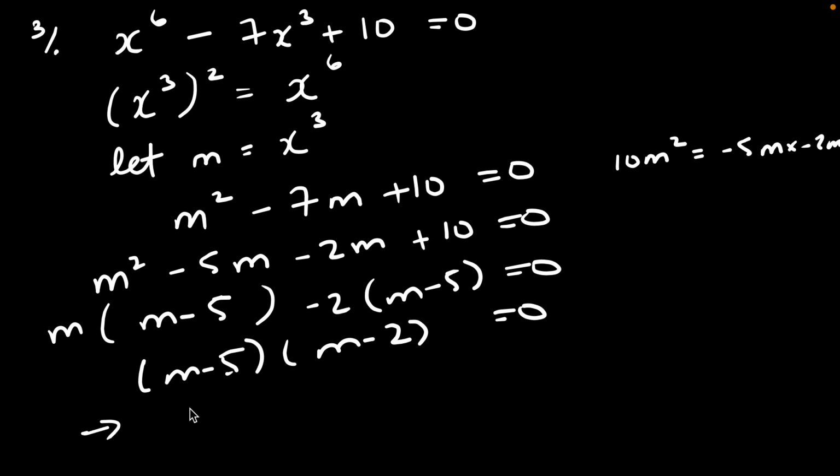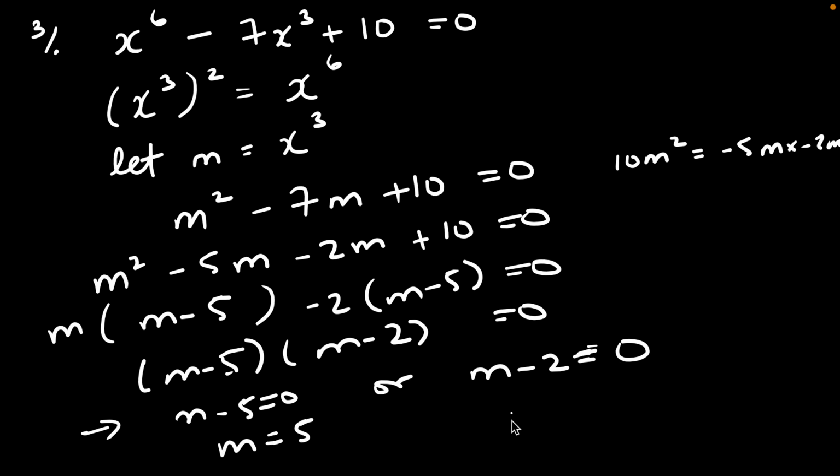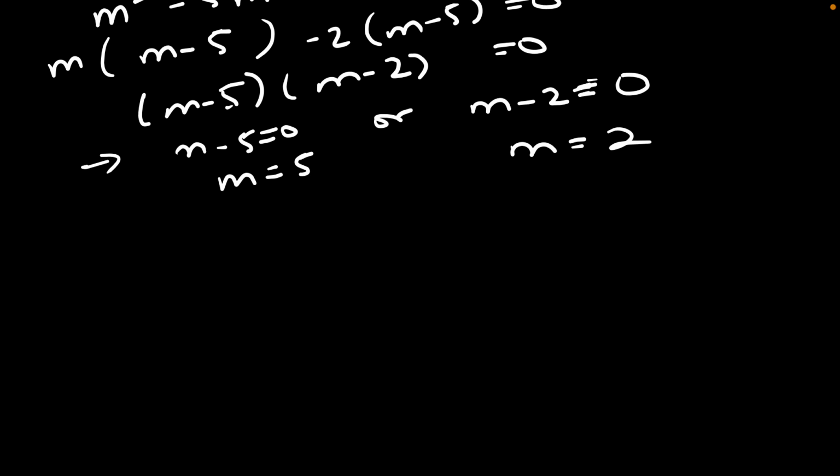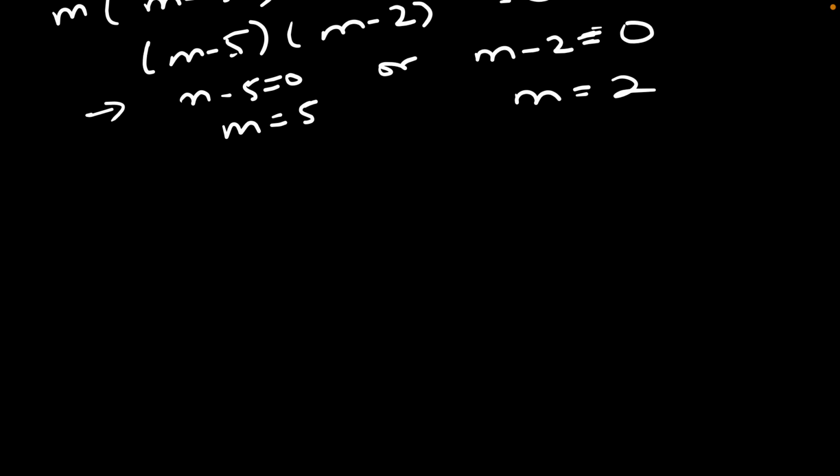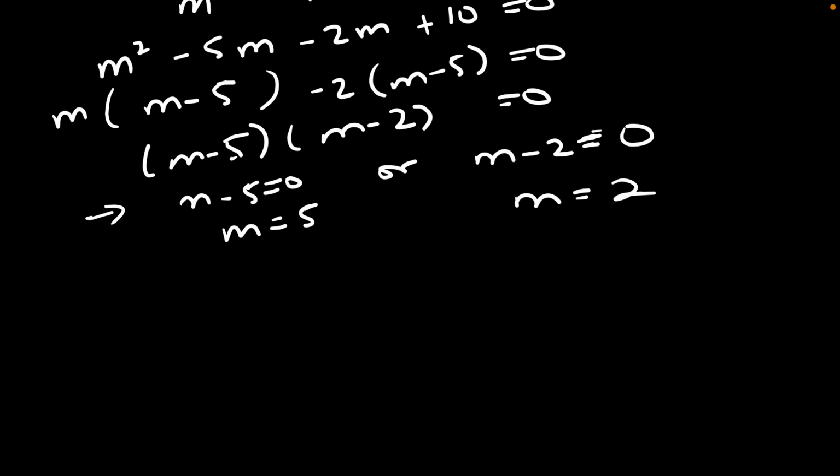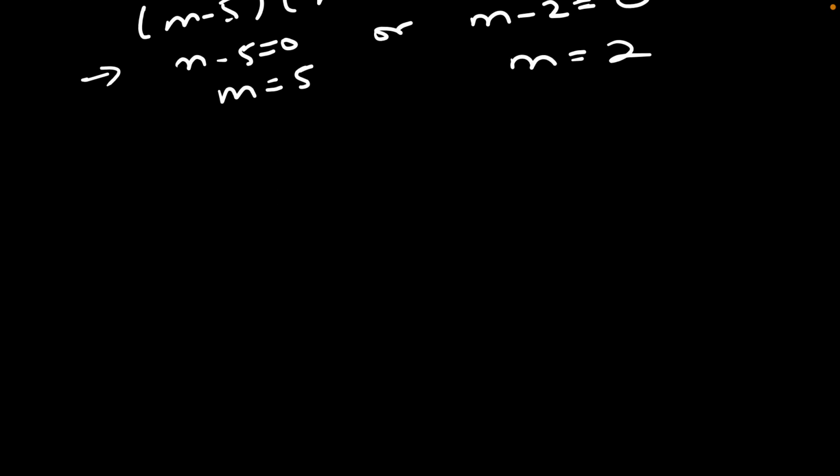That means that either m minus 5 is 0 or m minus 2 is 0. And that means that either m is 5 or m has a value of 2. But remember that m is what? x cubed. We're almost there. Light work. So let me go back and check. I literally just said it. This is what happens when you get older, people. It's part of life. x cubed.